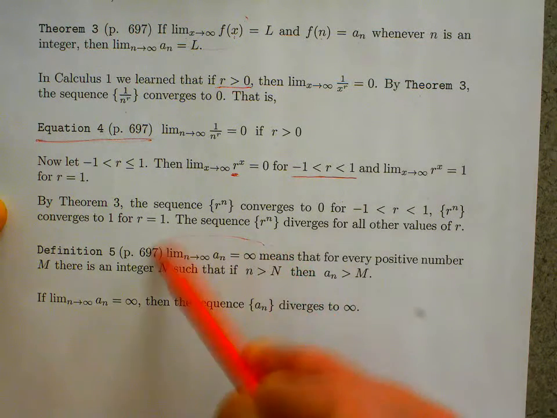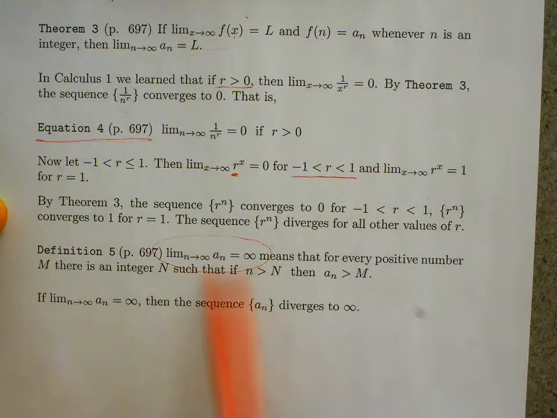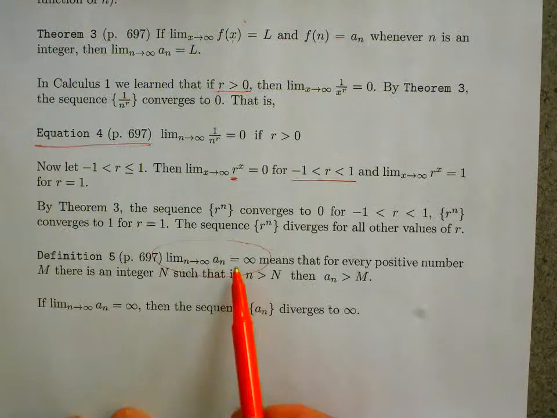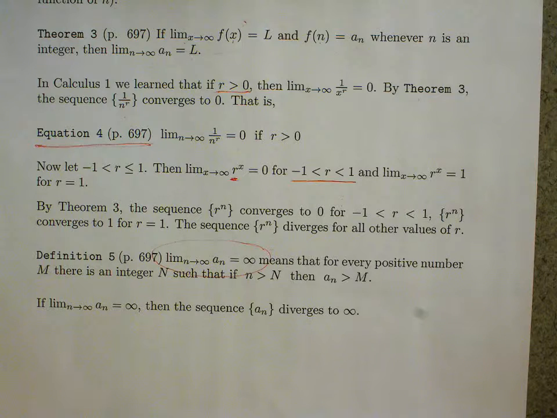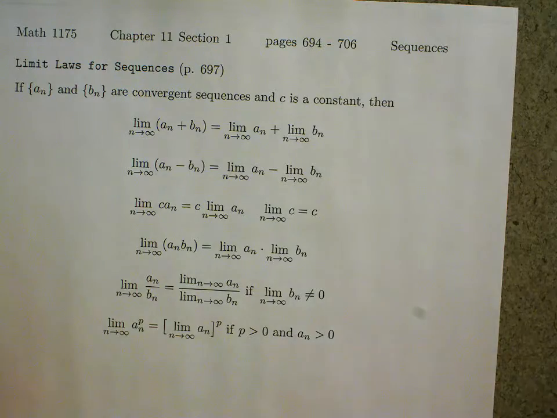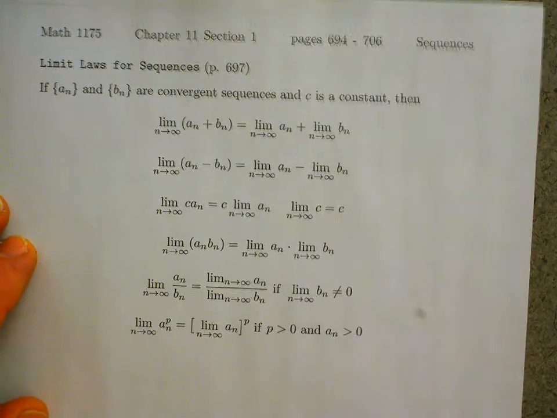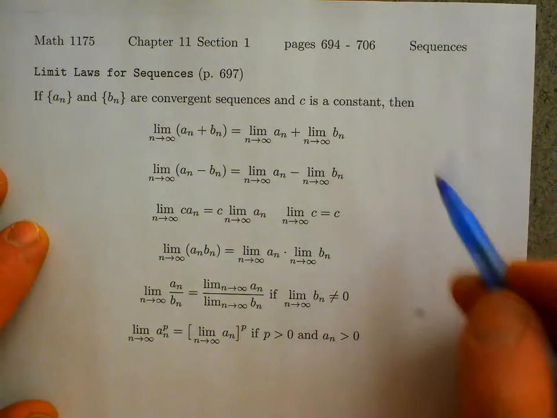Okay, remember the notation, if the limit is equal to infinity, that just means it's divergent. In particular, we say that it diverges to infinity. In other words, the limit does not exist. Even though we write that the limit is equal to infinity, it's just an understanding that the limit does not exist. It diverges to infinity. Okay, some of the limit laws that you learned in Calc 1 will be helpful in evaluating sequences.